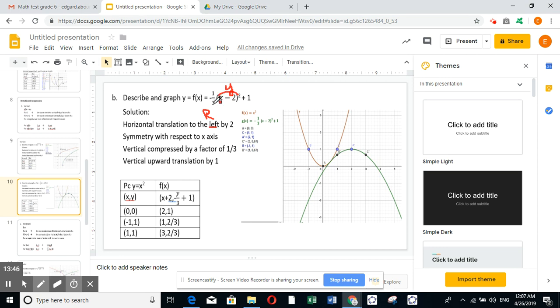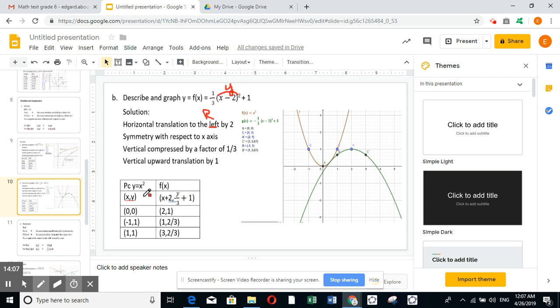It is a vertical compress, or a shrink by a factor of 1 over 3. Then at the end, I add the plus 1, so it's a vertical upward translation by 1. So as we said, this is all y, because this is x squared, y equals x squared. So it's y, or minus y over 3 plus 1, and for x it is x plus 2.